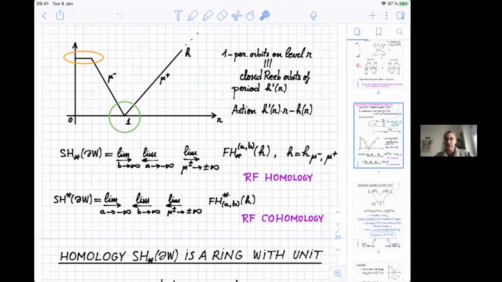Yeah? So for such an object, the one-periodic orbits on level R are in correspondence with the closed Reeb orbits of period H prime of R, and their action is RH prime minus H. So I'm writing this formula just in order for those who earn their daily bread from Floer homology to know what my conventions for the action are. And I denote Rabinowitz-Floer homology by SH star of the boundary. Sometimes we call it, with Cieliebak-Frauenfelder, symplectic homology of the boundary. And it's obtained in the following way.